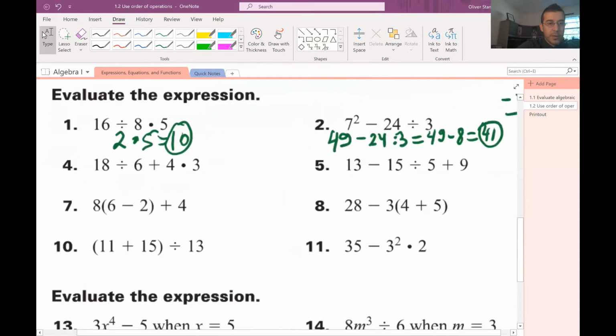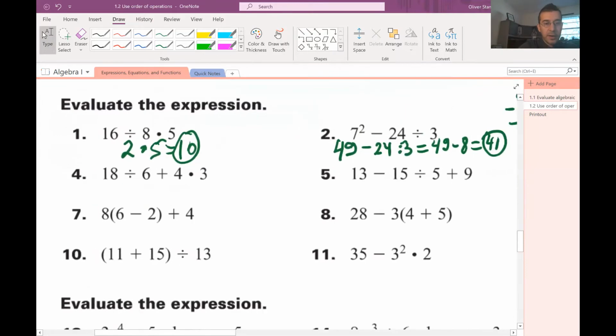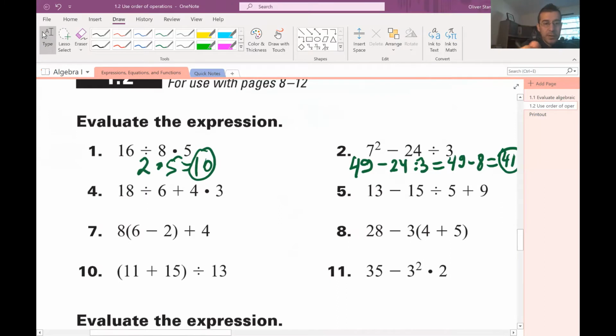Number 4, we have division, multiplication and addition. We're going to do division first. 18 divided by 6 is 3, right? Because 3 times 6 is 18. So 3 plus 4 times 3. Now we have addition and multiplication. We do multiplication first. 4 times 3 is 12. So 3 plus 12 is 15.